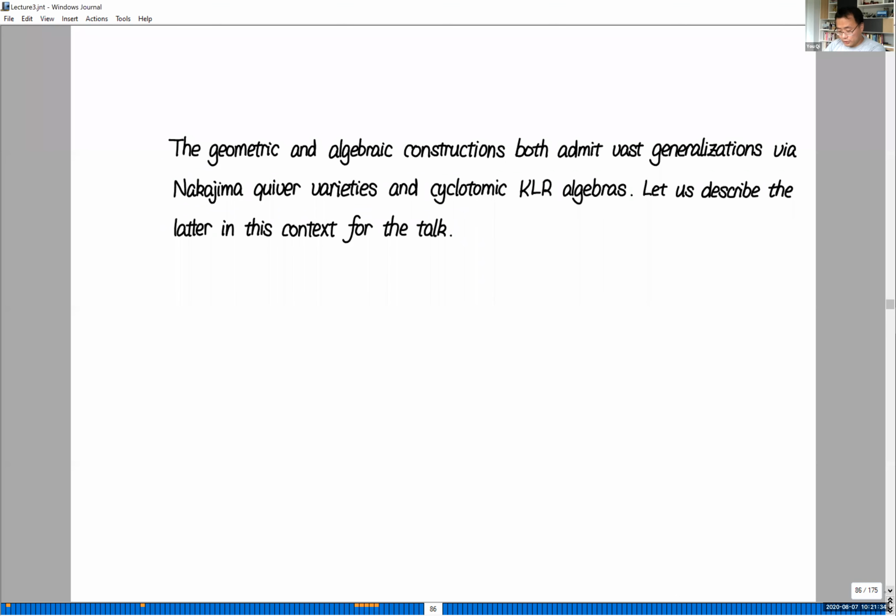Both the geometric and algebraic constructions admit vast generalizations. The geometric ones, in ADE types, are generalized by Nakajima quiver varieties, and in all finite types by cyclotomic KLR algebras. In non-simply-laced types, I don't think there's a known geometric meaning of cyclotomic KLR algebras. You can think of them as some quantum sheaves and quantum spaces. So let's try to describe the latter description in the context of cyclotomic KLR algebras or nil-Hecke algebras.